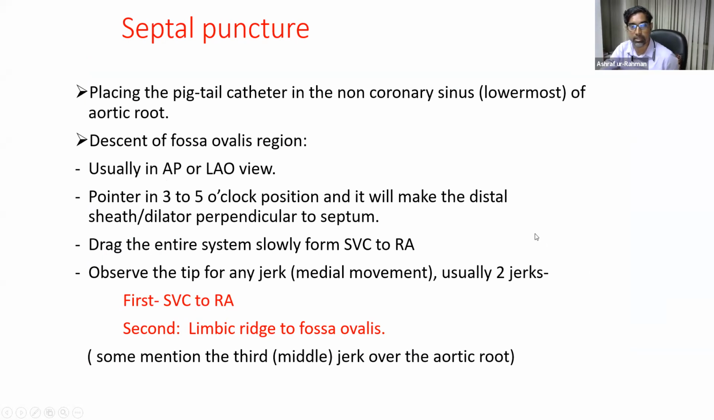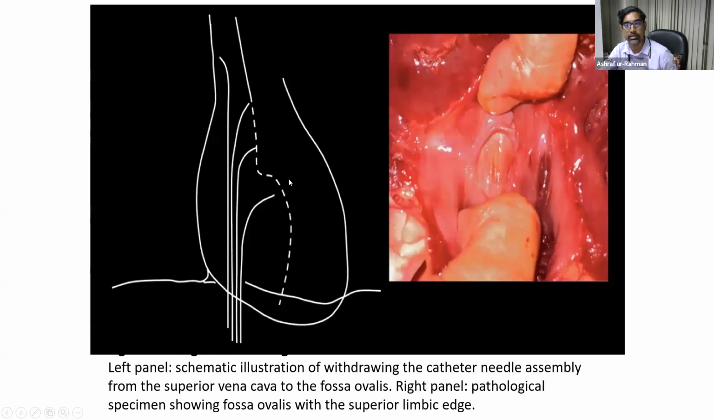At first, the Brockenbrough needle along with the Mullins sheath, the entire system, is dragged slowly from SVC to RA. So there are 2 jerks mainly: from SVC to RA, and then a second jerk from the limbic ridge to the fossa ovalis. And some people mention that there is a third jerk over the aortic root. And this is the schematic presentation of the jerks, first from SVC to RA, then reaching the fossa ovalis, and then over the root of the aorta. This is the fossa ovalis, you can see.